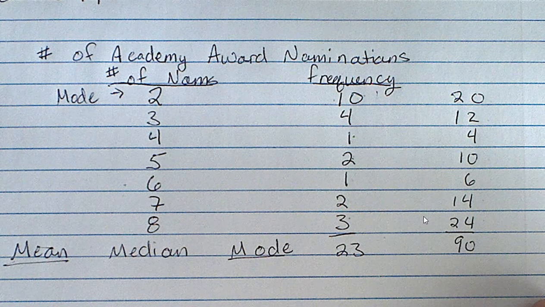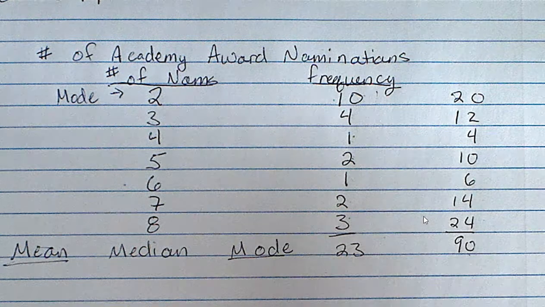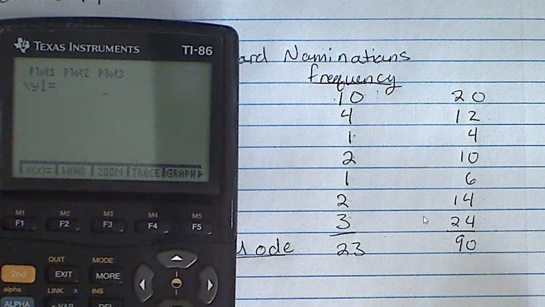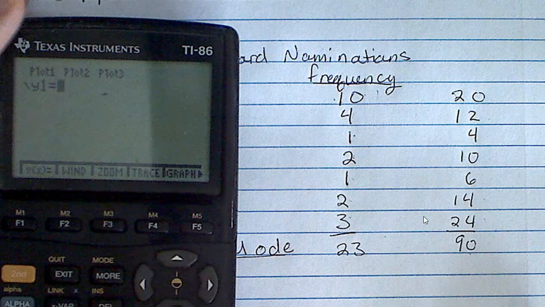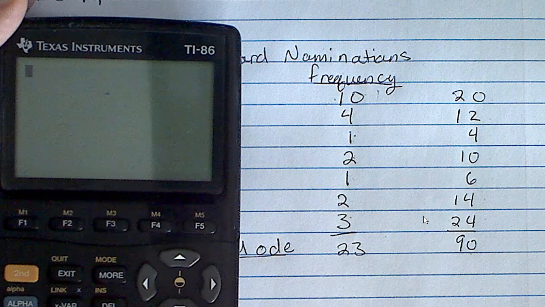I think it's 90. And then you would do this divided by that. Let me check to see if I'm right. I might have made a mistake. I'm an imperfect person who makes mistakes all the time. So let me double check.